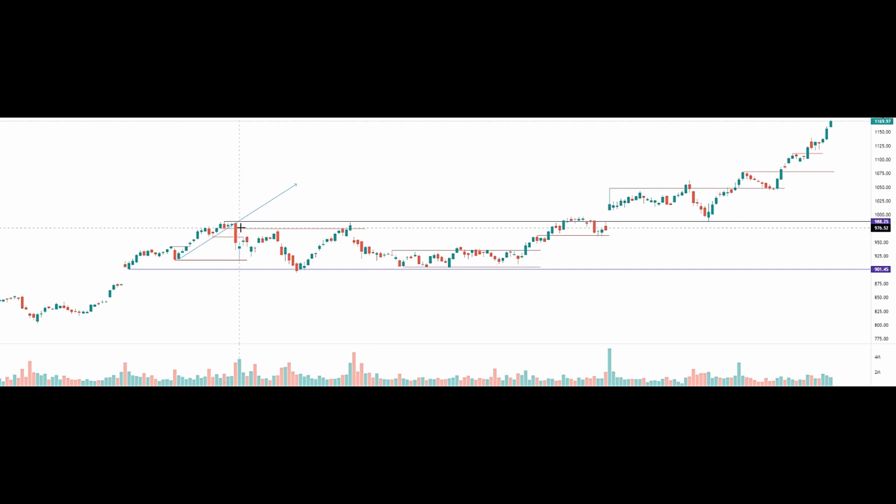Next time when it reached same area, sellers were still dominant and they sold aggressively. There was a gap down. After selling, there was a gap down. Here is also a gap down. At this place also there was a gap down. So sellers were aggressive at both these places.